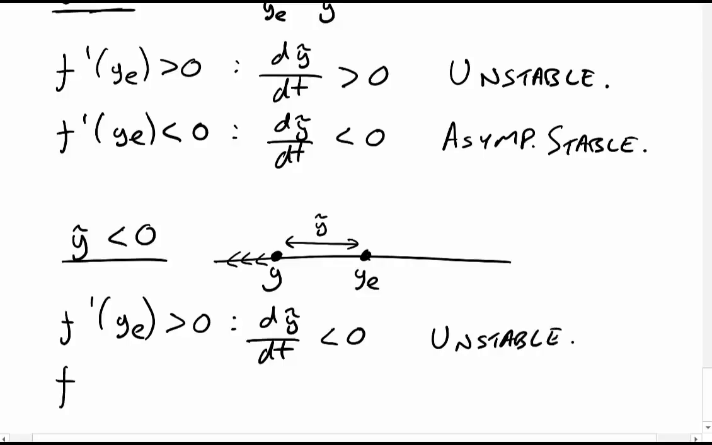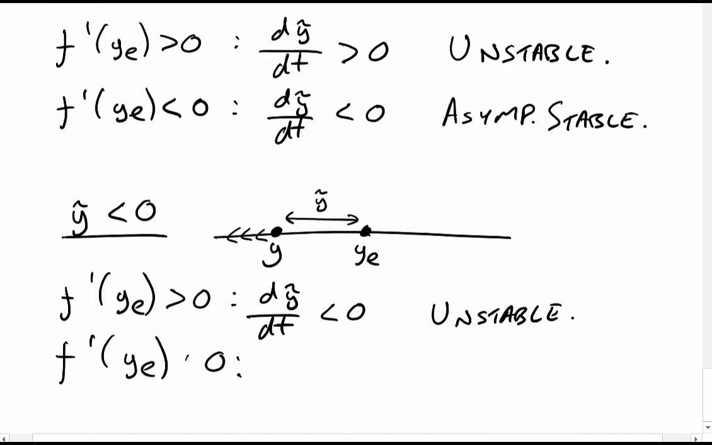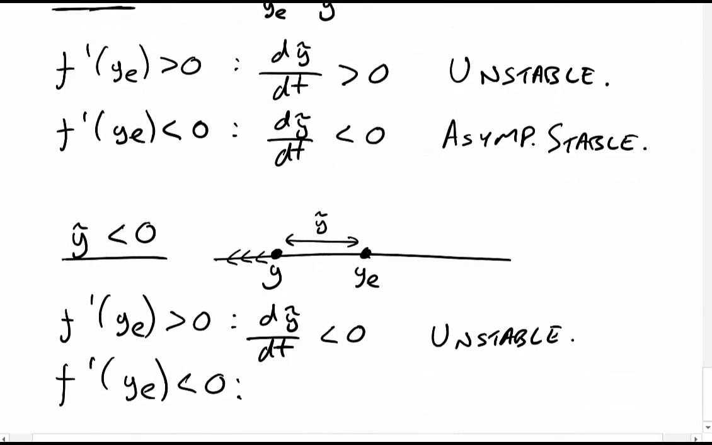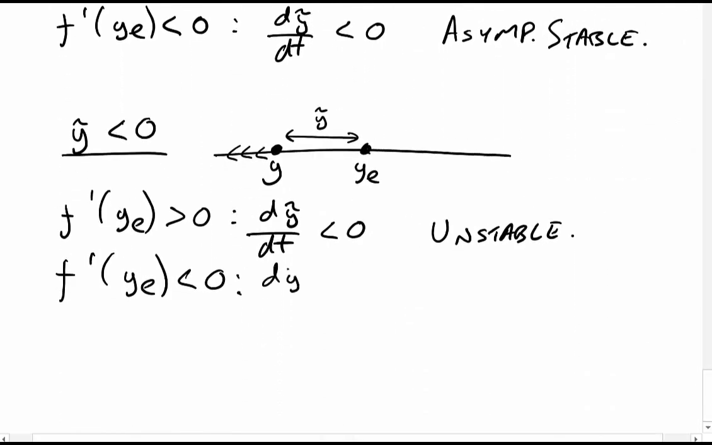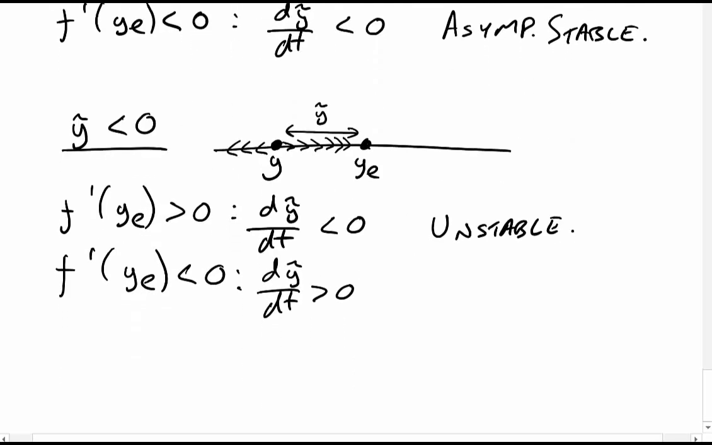Now we consider the other case like we did before, when f dash of ye is less than 0. We've got y tilde already being less than 0, and now f dash of ye being less than 0 as well. So we've got negative times negative, which is positive overall. Therefore dy tilde by dt has also got to be positive. So we're sitting at y and moving to the right, because that's what dy tilde by dt means. So we're moving towards ye, so that's asymptotically stable.